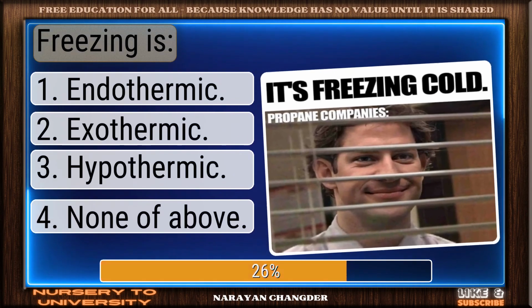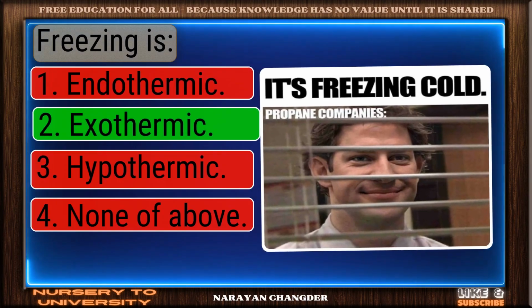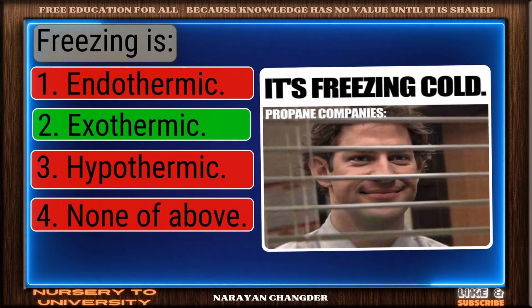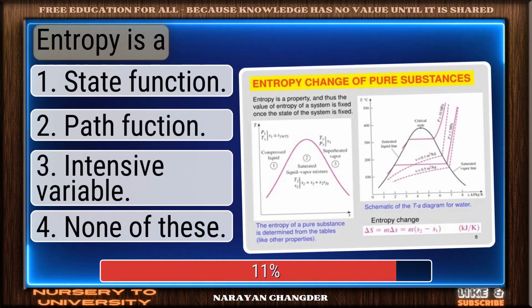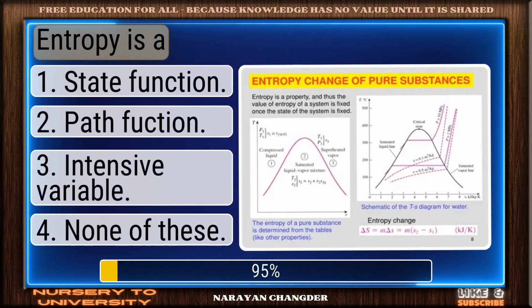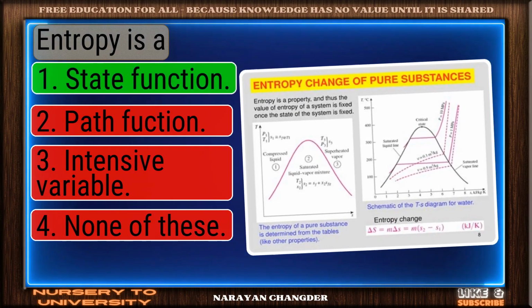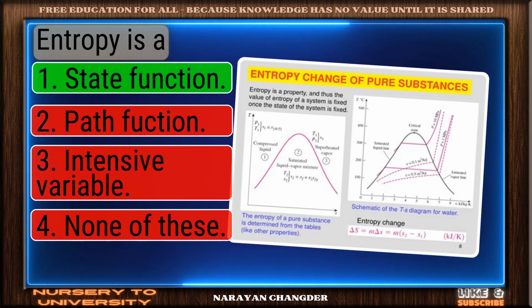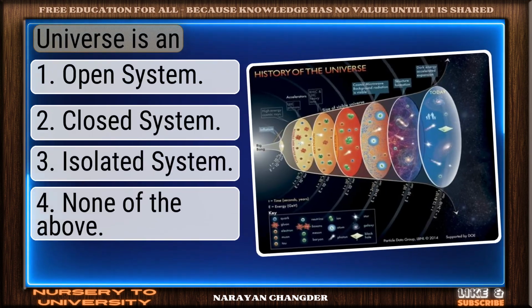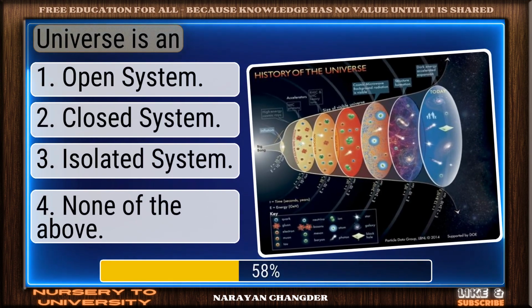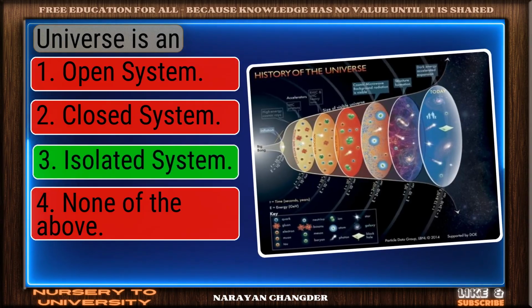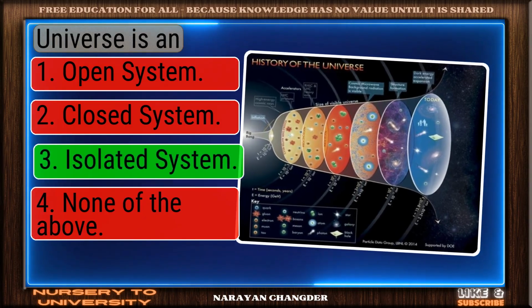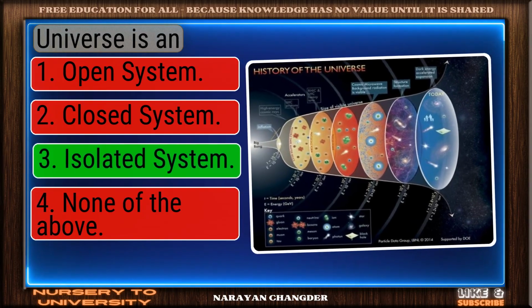Freezing is. Valid point. Exothermic is true. Entropy is a. Exactly. State function makes sense and it is the right choice. Universe is an. Correct response. Isolated system is the most accurate answer.